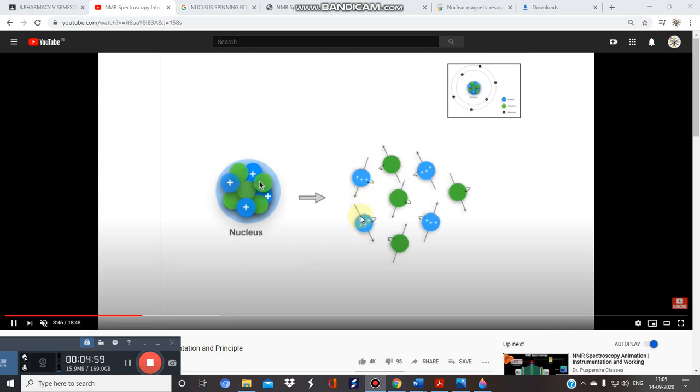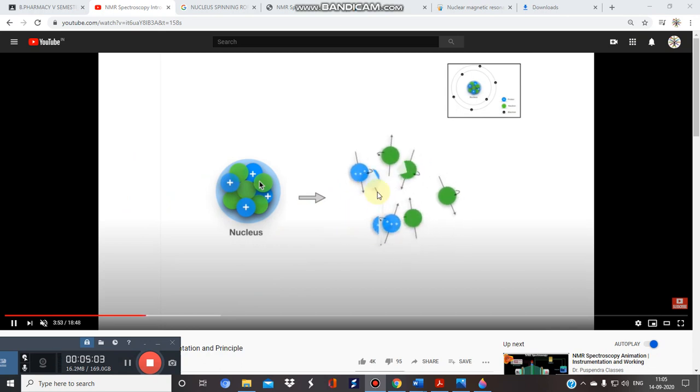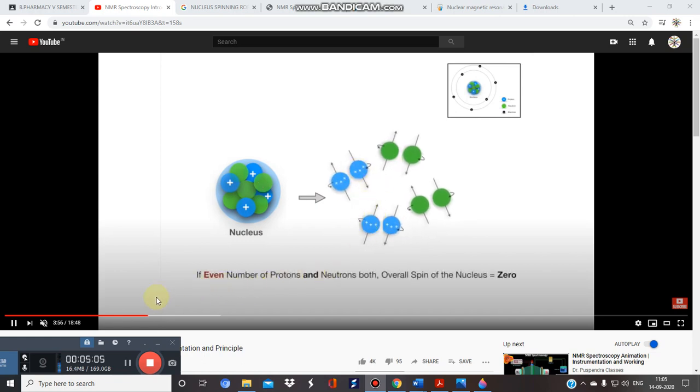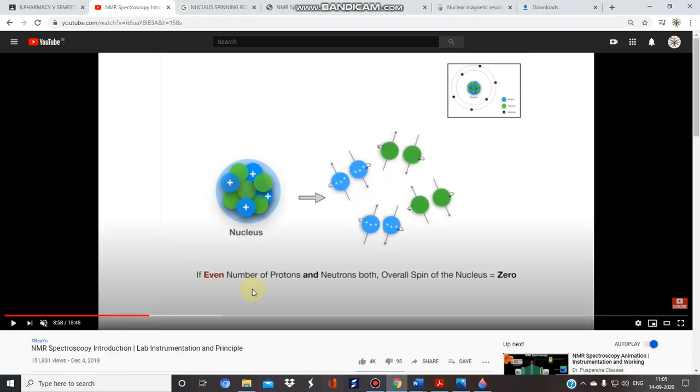Suppose these are protons and neutrons. They will get coupled up, because look at this. If an even number of protons and neutrons are both present in a particular atom, then the overall spin of the nucleus is 0, meaning the nucleus has an overall spin of 0.